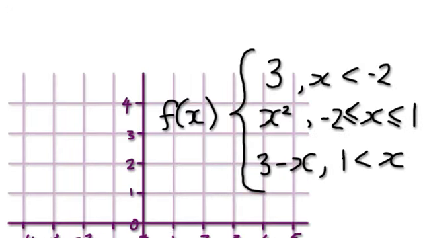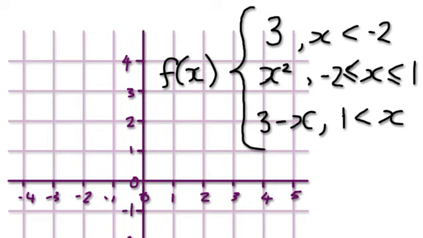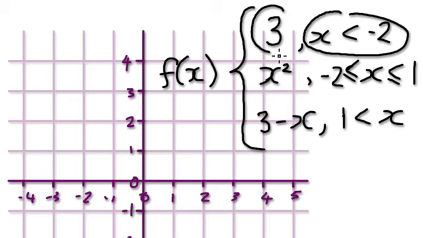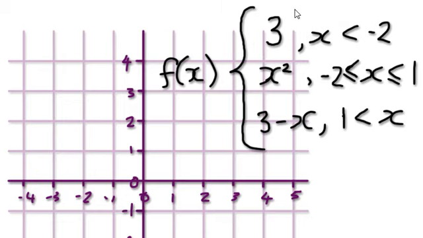So following on from the previous video, I said I would give you some examples of a piecewise function. So take this example here. When x is strictly less than -2, it would be 3. So when x is strictly less than -2, that's in this domain here. It would be 3.